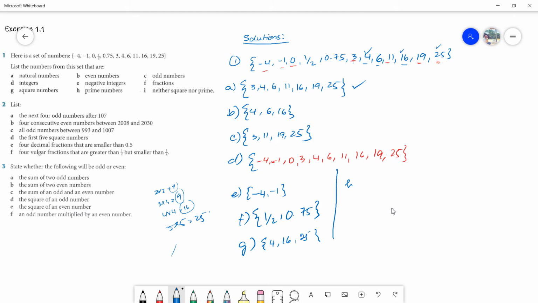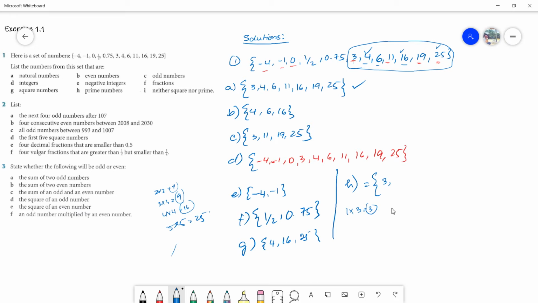Now H, it's prime numbers. So what are prime numbers? Prime numbers are the numbers that can only be divided by 1 and the number itself. First I'm going to show how to do the testing. Let's say we take 3. For 3 we can just write 1 times 3 is equal to 3. That's all. So yes, 3 comes under the prime numbers.